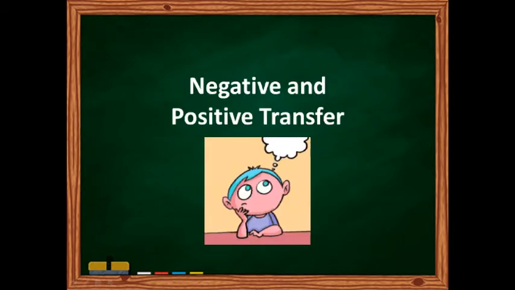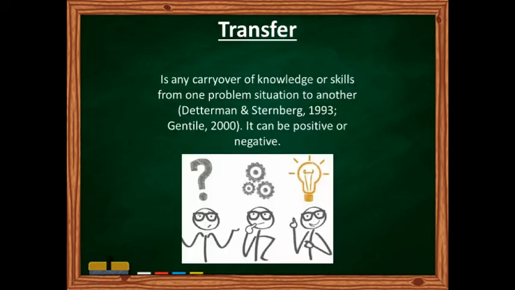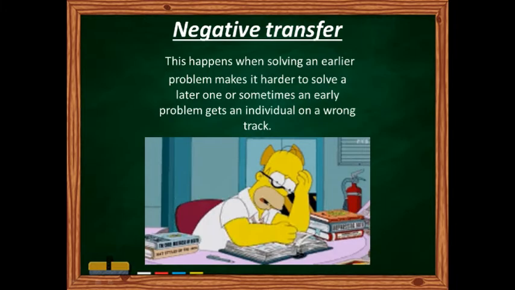Negative and positive transfer. Often, people have particular mental sets that prompt them to fixate on one aspect of a problem or one strategy for problem solving to the exclusion of other possible relevant ones. Transfer is any carryover of knowledge or skills from one problem situation to another. It can be positive or negative.